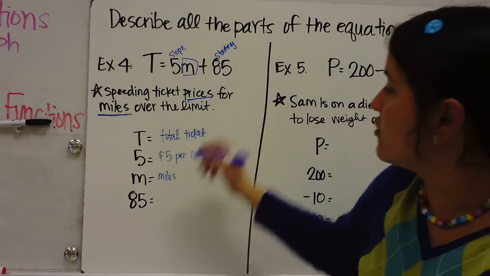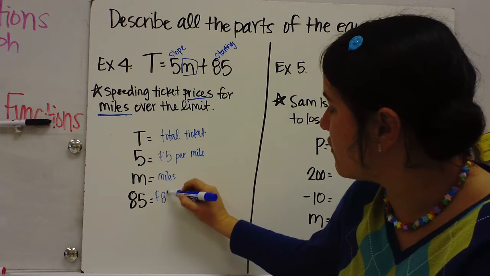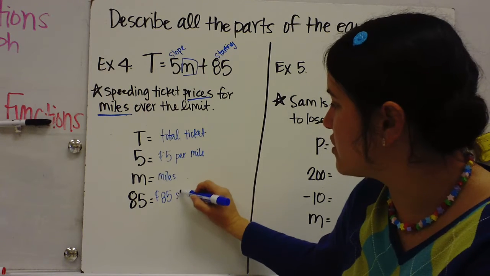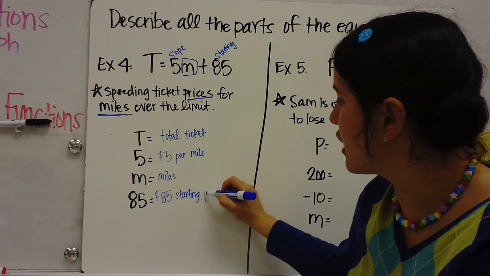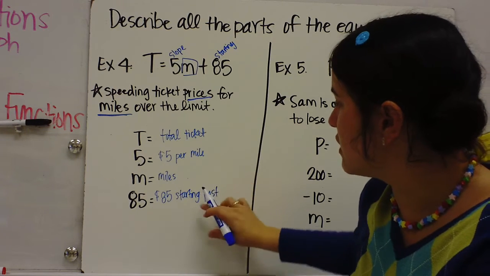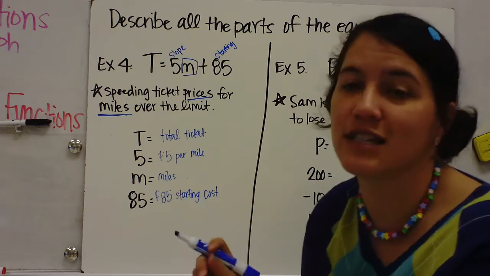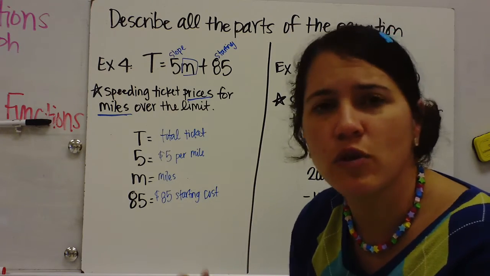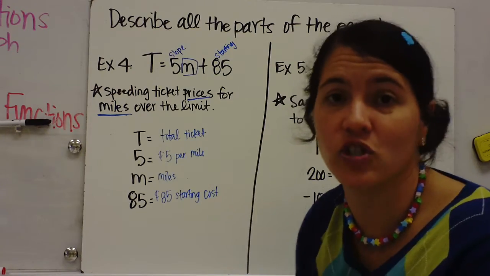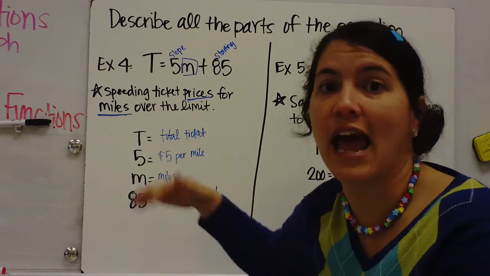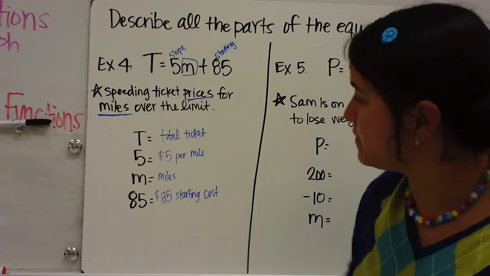And then $85, that must mean it's an $85 starting price or starting cost. So let's say it starts off at 85. It doesn't start at 0. Because if you get pulled over and you're going 1 mile over, they don't say, okay, that's a $5 ticket. You have a starting amount, then they add $5 on top of that.